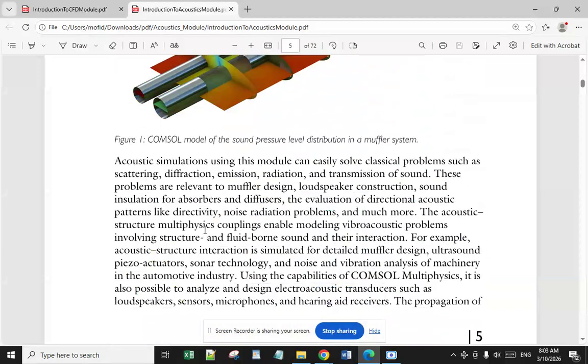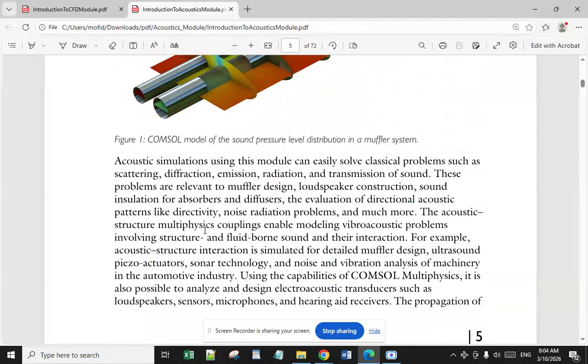Acoustic simulations using this module can easily solve classical problems such as scattering, diffraction, emission, radiation, and transmission of sound. These problems are relevant to muffler design, loudspeaker construction, sound insulation, absorbers and diffusers, the evaluation of directional acoustic patterns like directivity, noise radiation problems, and much more.